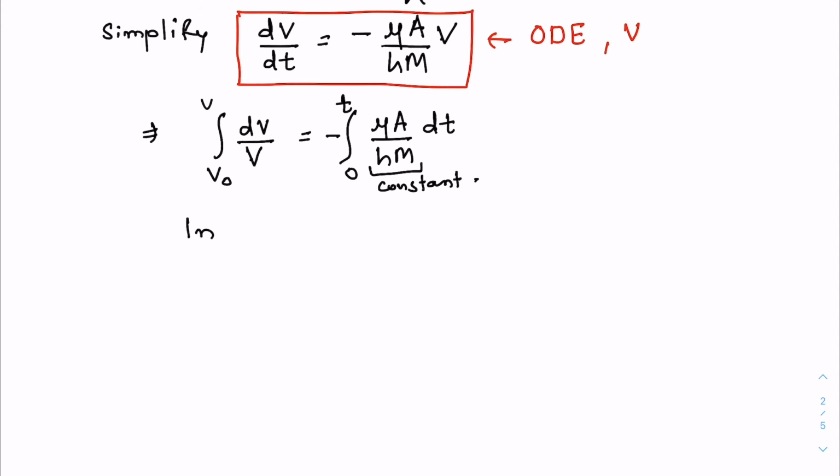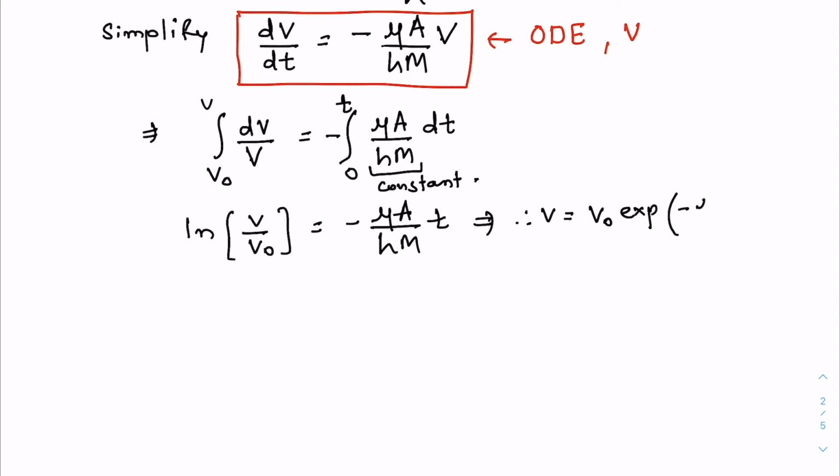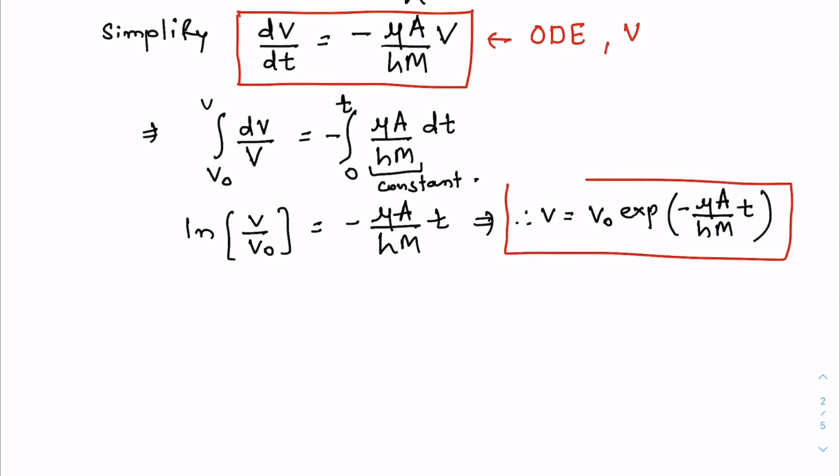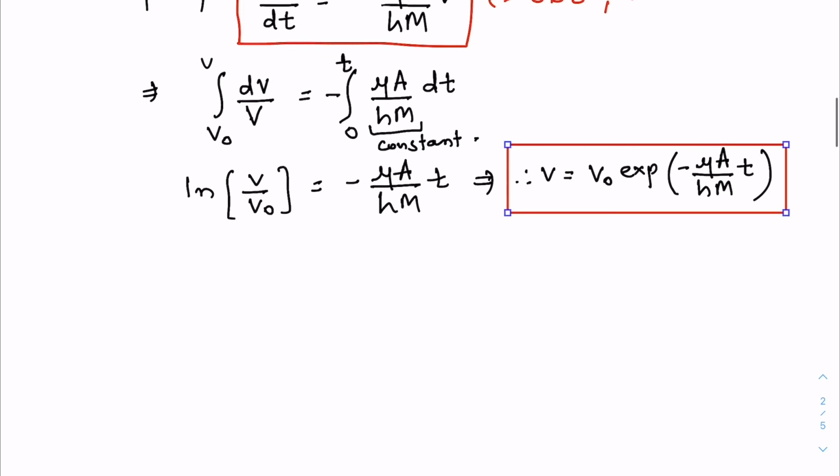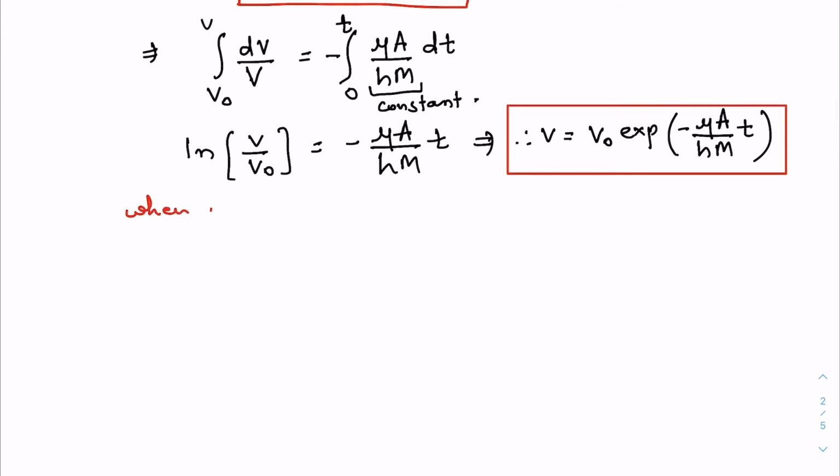So if you solve, you will find that the natural logarithm of v divided by v naught is equal to minus mu times A divided by H times m, into t. So writing v in terms of v naught, you will get v is equal to v naught times exponential of minus mu A over H times the mass, times t. So this is the expression for velocity in terms of time. And now when the car stops, we will have v equal to 0.